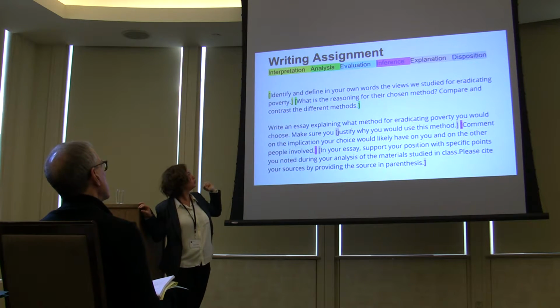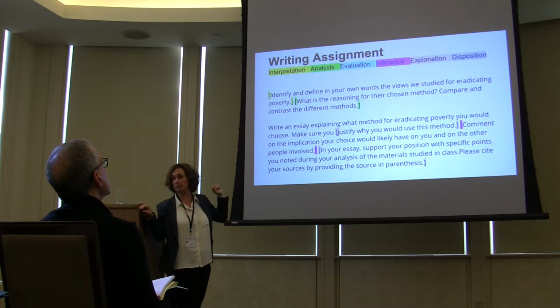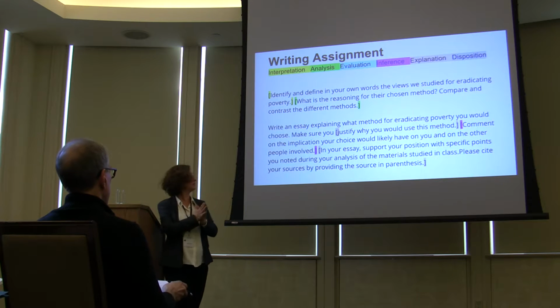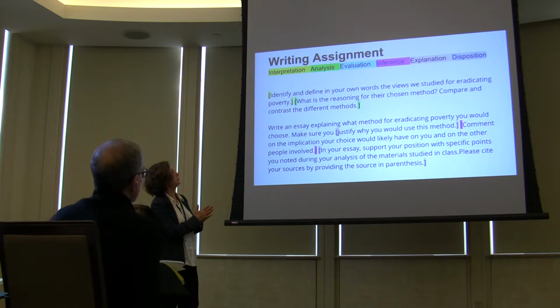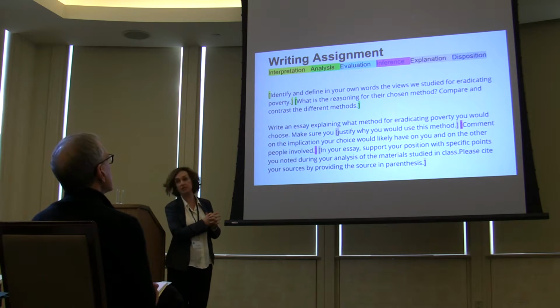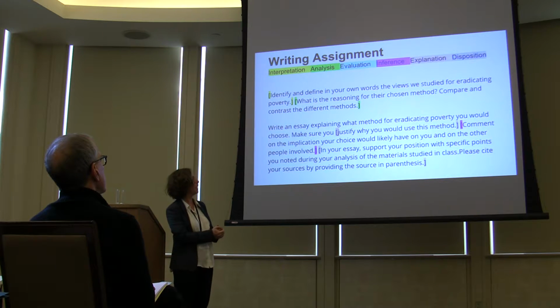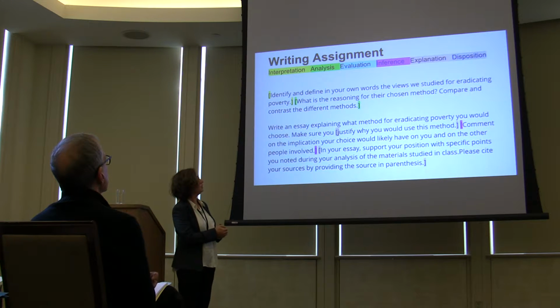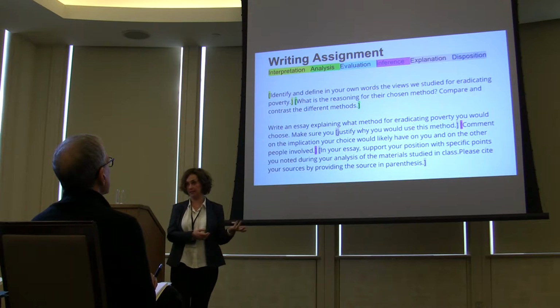Identify and define in your own words the views we studied for eradicating poverty. Interpretation. What is the reasoning for their chosen method? Compare and contrast the different methods. Analysis. Write an essay explaining what method for eradicating poverty you would choose. Make sure you justify why you would use this method. Explain. Provide support. Comment on the implications your choice would likely have on you and on the other people involved. Inference. In your essay, support your position with specific points you noted during your analysis of the material studied in class. Cite your sources. Explanation again.